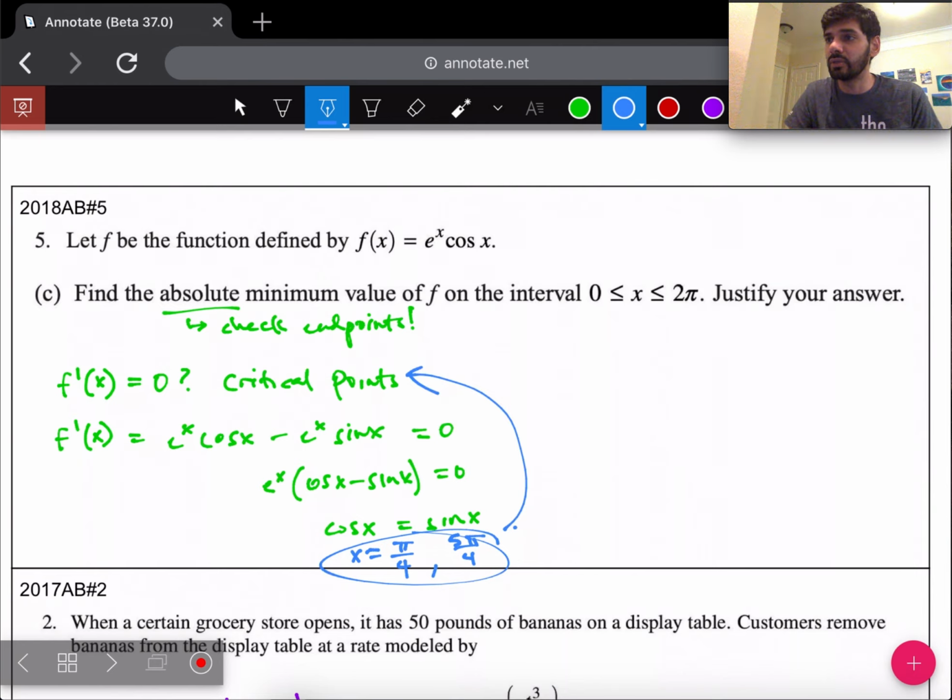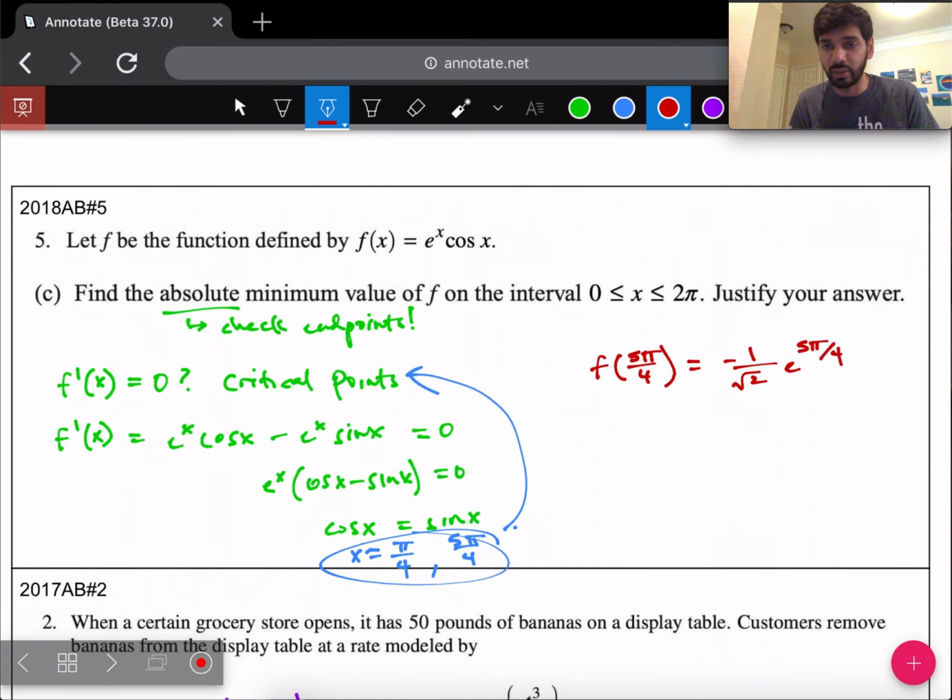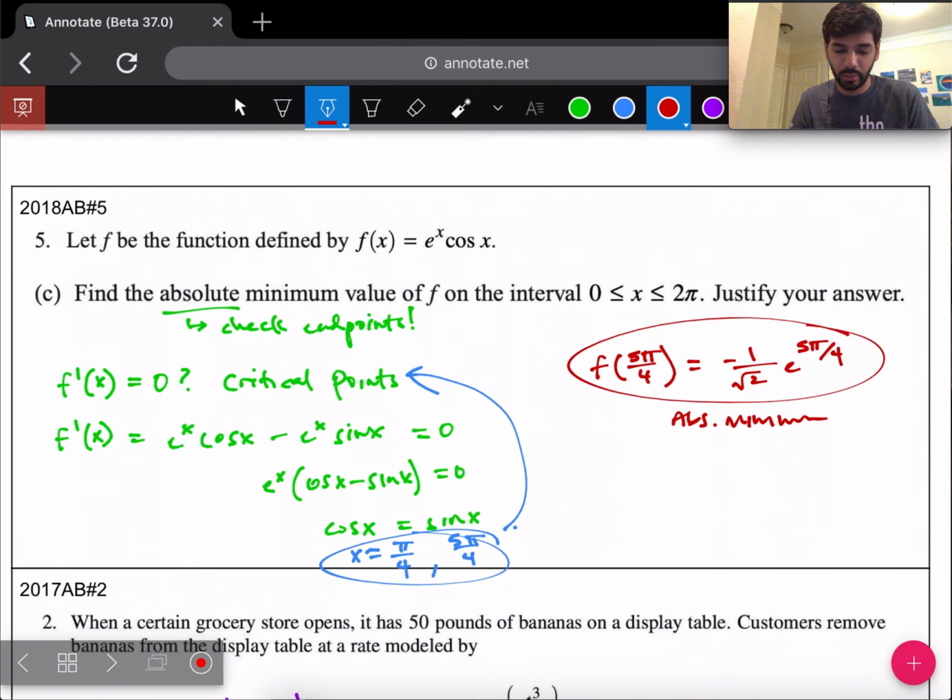Your lowest value ends up being at 5 pi over 4. So I'm going to do f of 5 pi over 4 ends up being equal to negative 1 over root 2 e to the 5 pi over 4. All the other values end up becoming positive, so this being negative would be the absolute minimum value. All right, there you go.